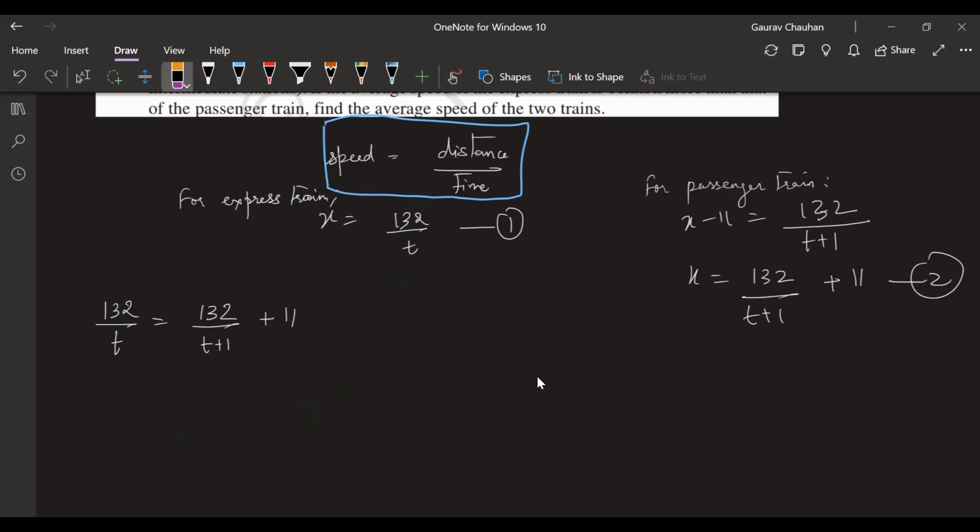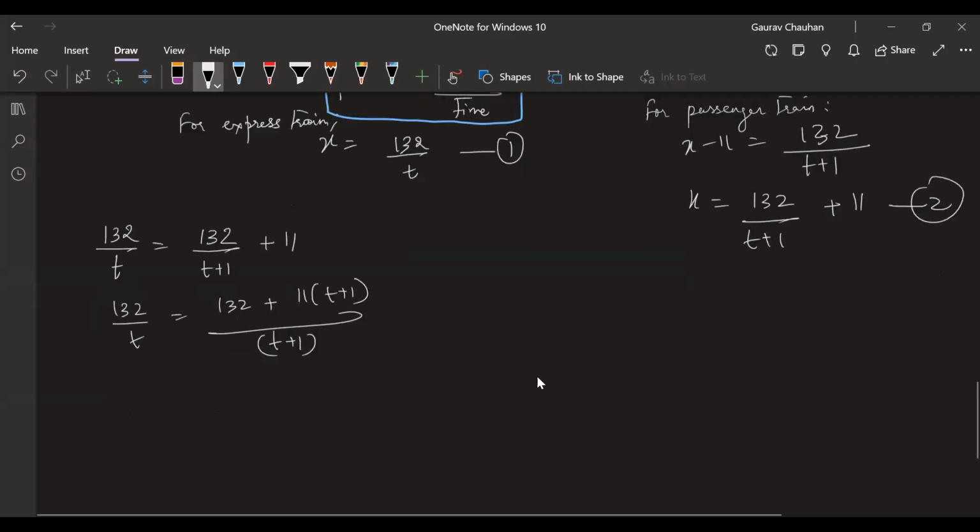Bindu, are you following this whole thing what I just told now? Yes, sir. Okay, Bindu, will you be able to solve this? First, you tell me. Do you think you're able to solve this? Let's actually do that right now. Okay, so I'll do 132 by t is equal to 132 plus 11 into t plus 1 by t plus 1. Bindu, stop me at any point where you feel confused.